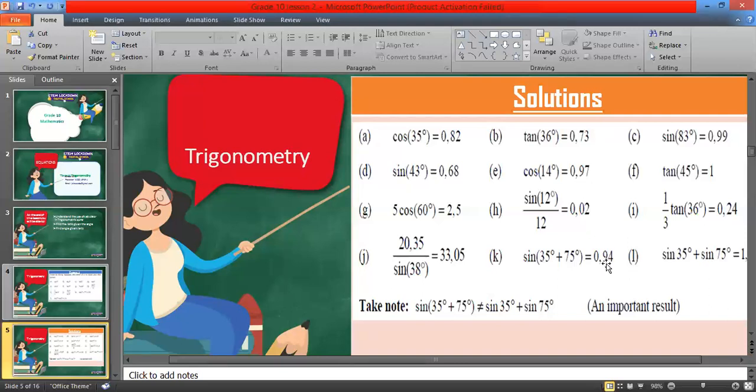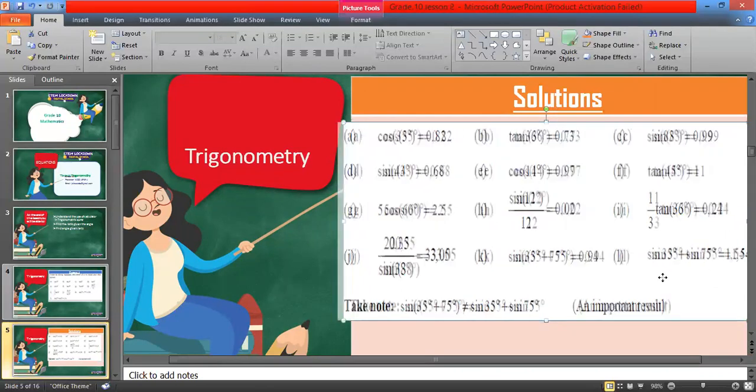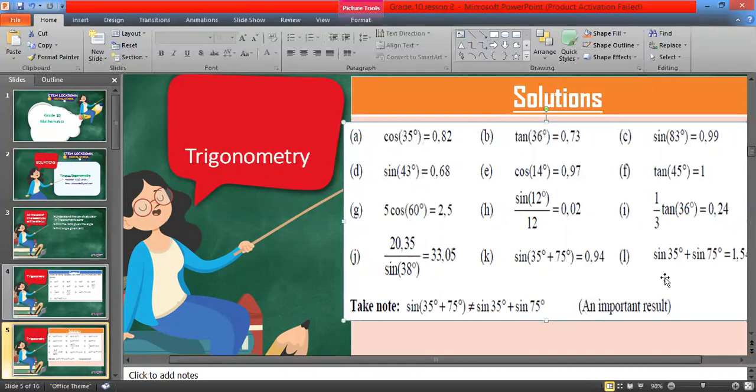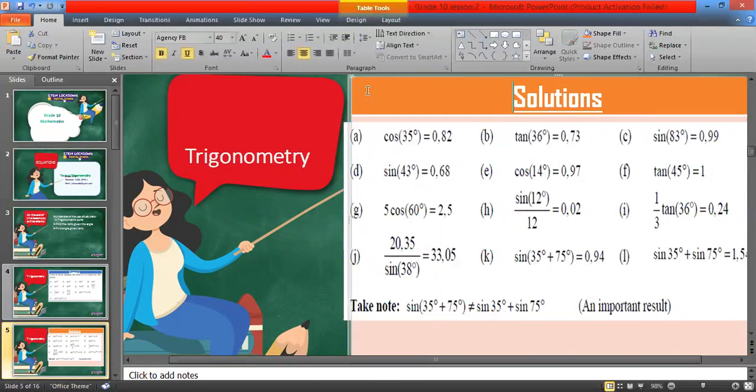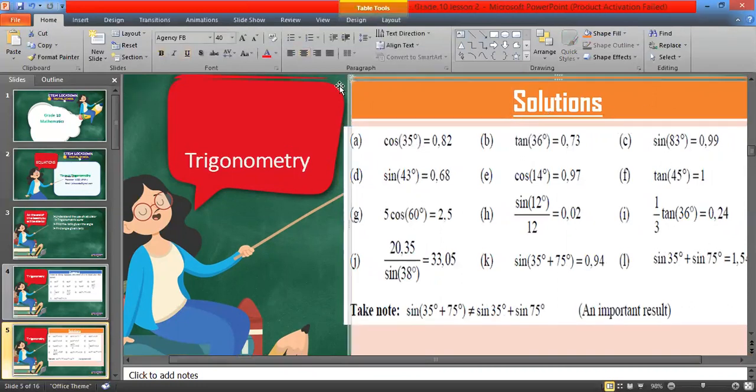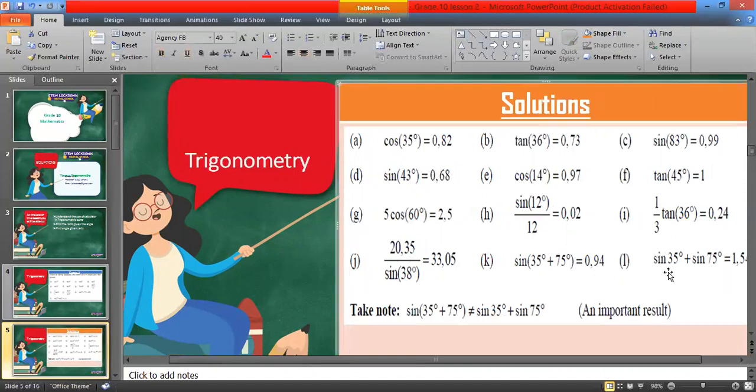0.94. But you must understand that if you do sine 35 plus sine 75, you will not get such an answer. If you do sine 35 and sine 75, you get 1.54. I want to emphasize that. First of all, if you do sine 35 plus 75 as written here, that will give you 0.94.